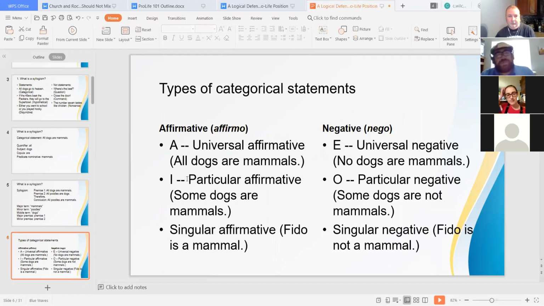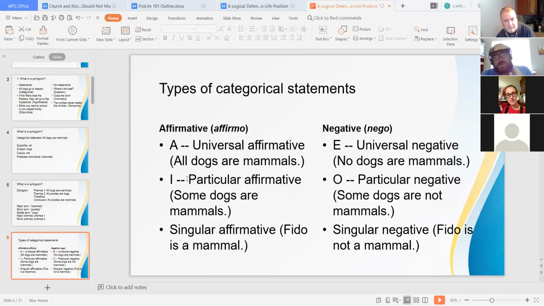So now these are the different types of categorical statements. Categorical statements are essentially made up of three types. We have universal affirmative, which is, for example, all dogs are mammals. It's universal because it deals with all dogs, and it's affirmative because it affirms something about all dogs. The particular affirmative, some dogs are mammals. That's particular because it is only talking about some dogs, not all dogs. And then singular affirmative, Fido is a mammal. We call it singular because it just deals with one individual.